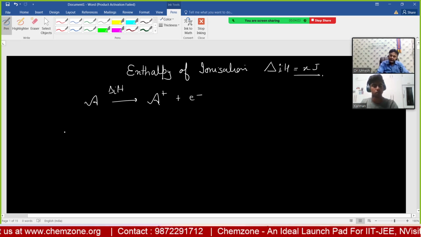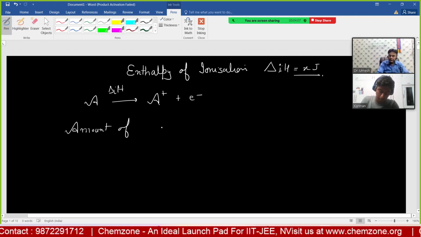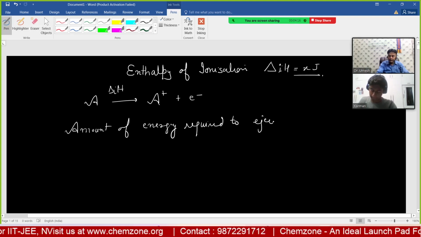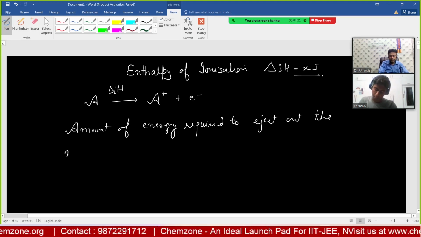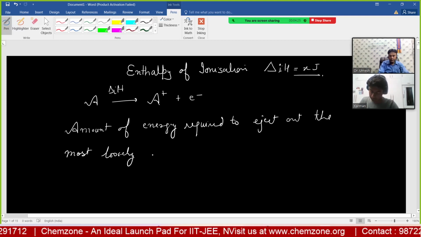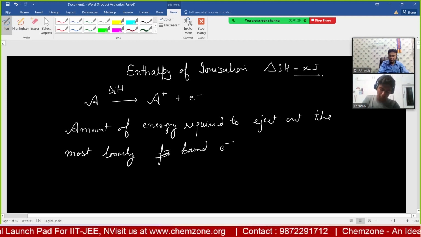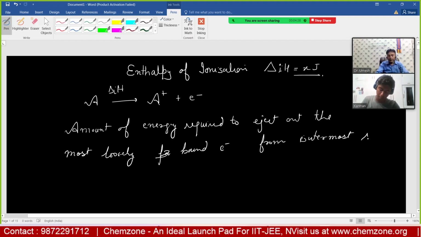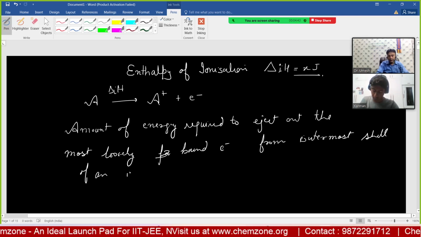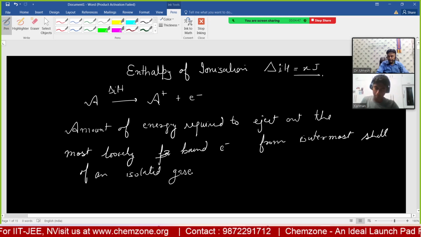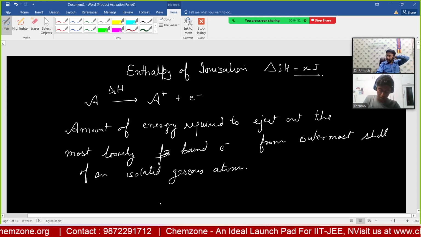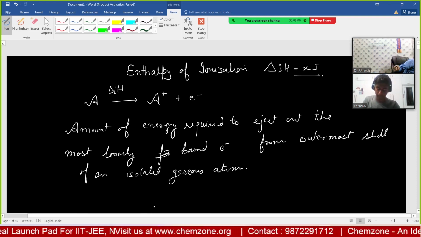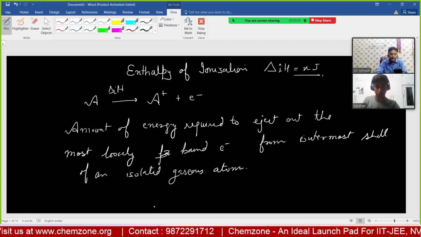So write down, it is defined as the amount of energy required to eject out the most loosely bound electron from the outermost shell of an isolated gaseous atom. Isolated gaseous atom.